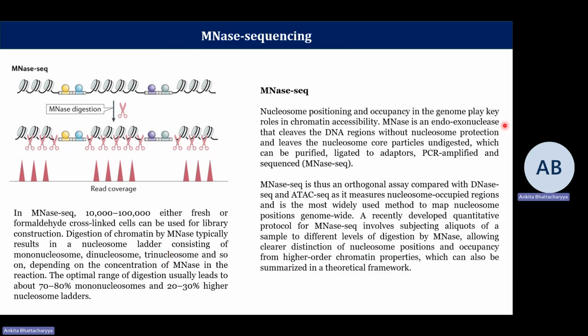The positioning and the occupancy of nucleosomes in the genome play very key roles in chromatin accessibility. It's an endo-exonuclease that leaves certain regions of the DNA, those with nucleosomal protection, undigested. And it can be purified, adapter ligated, PCR amplified, and then sequenced. Therefore, it is an orthogonal assay compared with DNase-seq and ATAC-seq, and it is most widely used as a method to map nucleosome positions genome-wide.